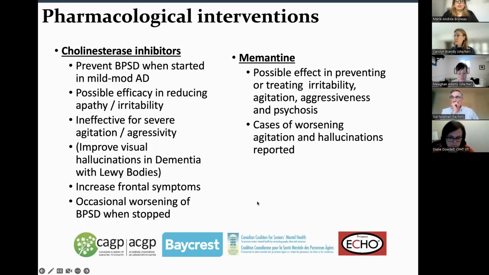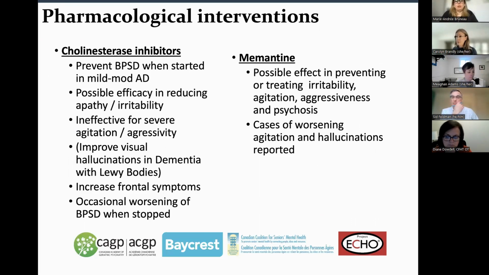Cholinesterase inhibitors and memantine have an effect in maybe preventing BPSD or treating slight irritability and agitation at some point, but they are not very effective for severe BPSD, severe agitation and aggressivity.